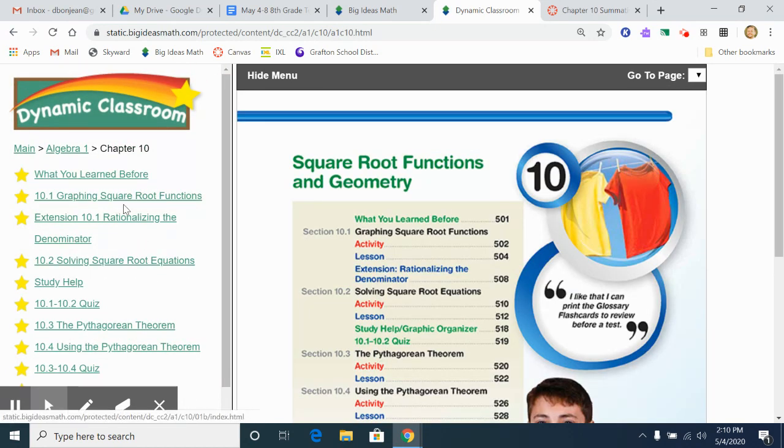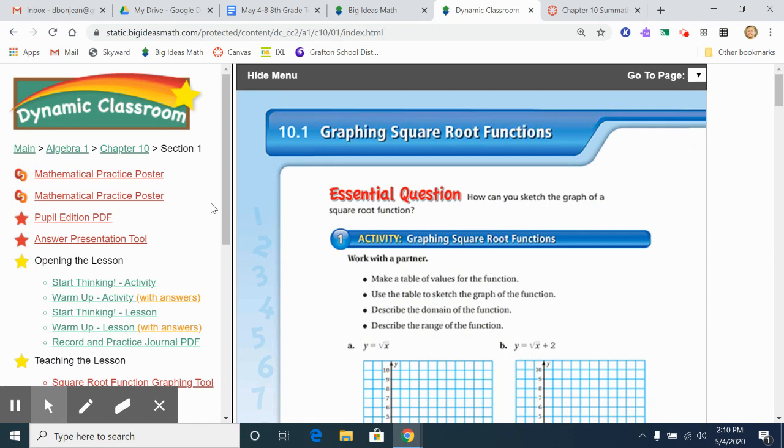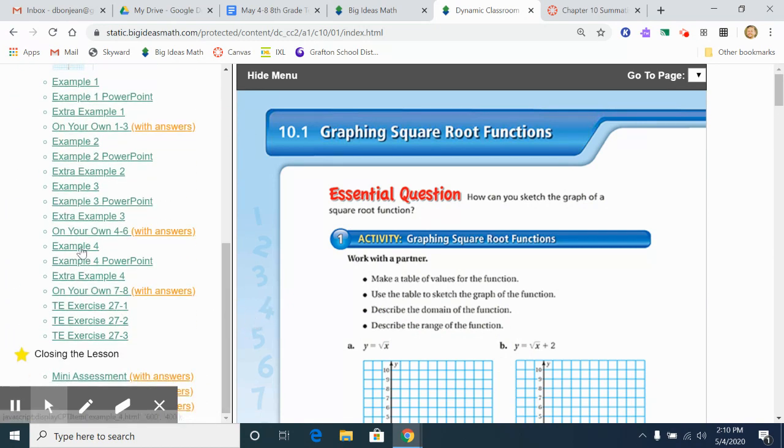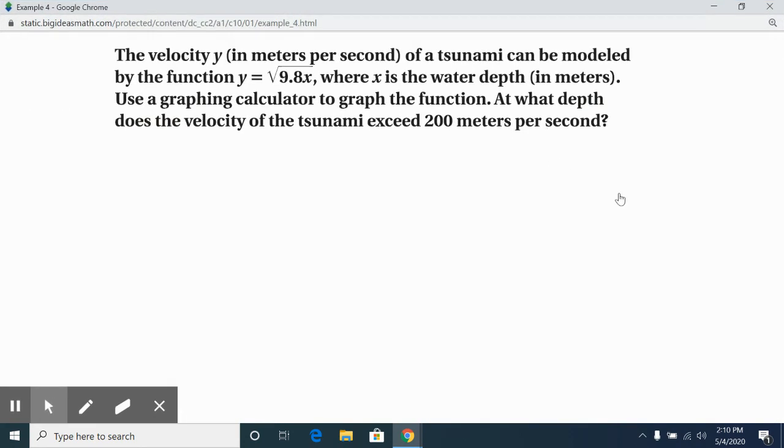number 17 is a word problem that reads something very similar to this. All right, so in the book, they use a graphing calculator for this problem, which you can't really do. So I'm going to show you how to do it without a graphing calculator. So it says the velocity y in meters per second of a tsunami can be modeled by this function, y equals the square root of 9.8x, where x is the water depth in meters. It's asking us, at what depth does the velocity of the tsunami exceed 200 meters per second?